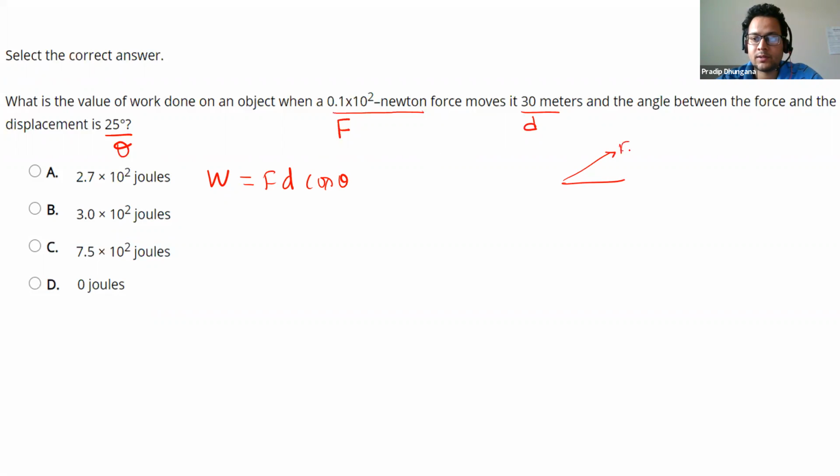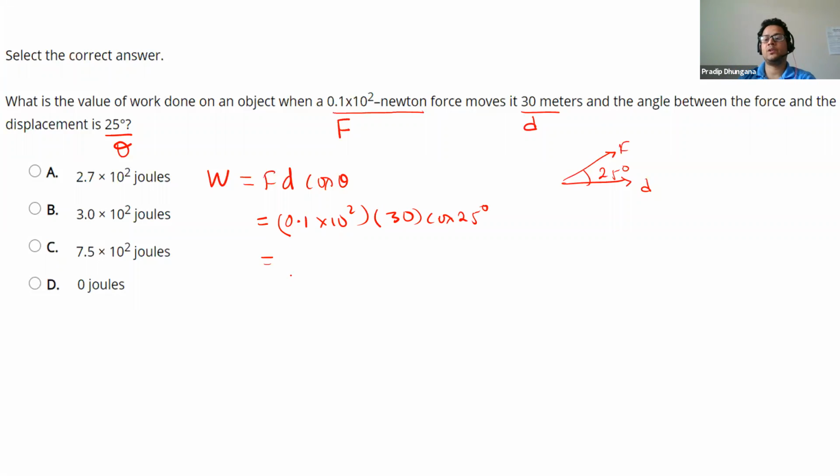This is force and this is displacement. The angle is 25 degrees, it's given. Let's substitute those values, and after that we can use a calculator to calculate that value. Force is equal to 0.1 times 10 to the power 2, I'll put that in parentheses, and then displacement is 30 and cosine of 25 degrees.